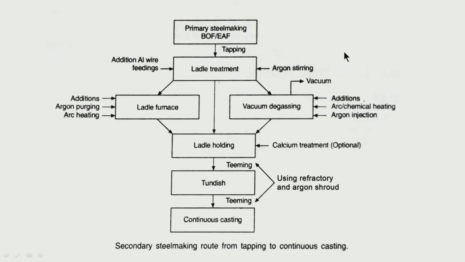Now what is happening? From here we are tapping liquid steel to the ladle. So this is the ladle which will be used for secondary refining. From the primary steel making furnace, BOF or EAF or induction furnace, we are tapping liquid steel in the ladle.